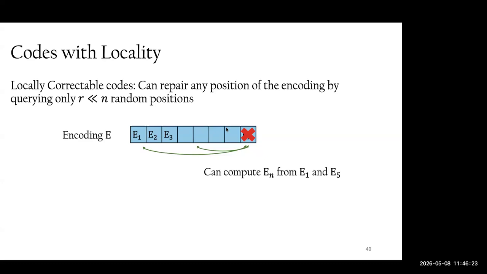In this particular example, the naive way to do repair would have been to collect a bunch of other symbols and run decoding. But now because I have local repair, I only need to query 2 other symbols, and that's actually all I need to be able to repair.